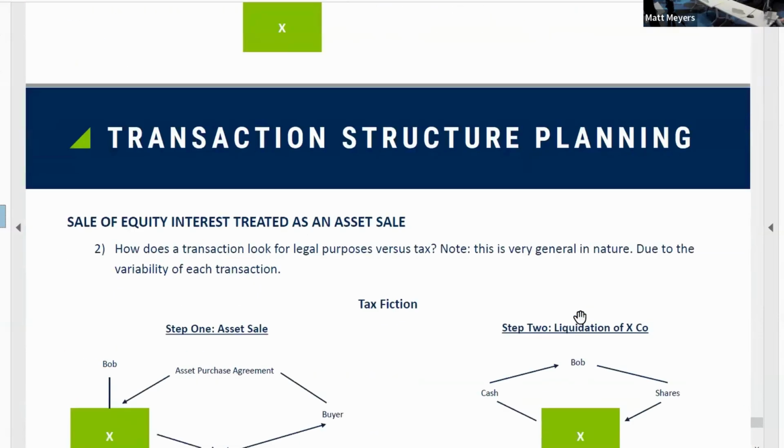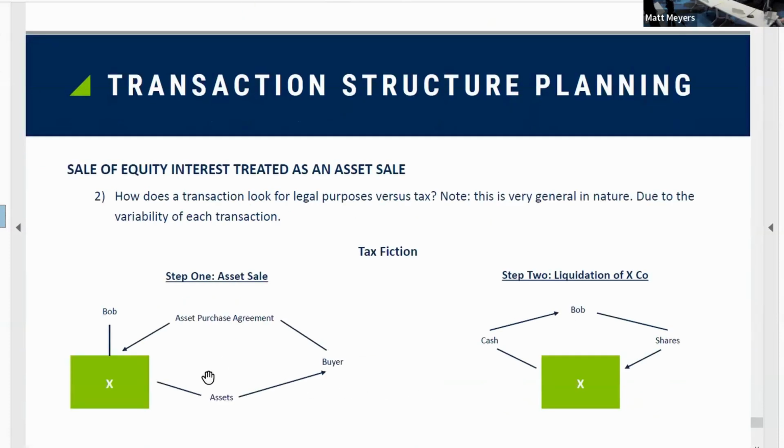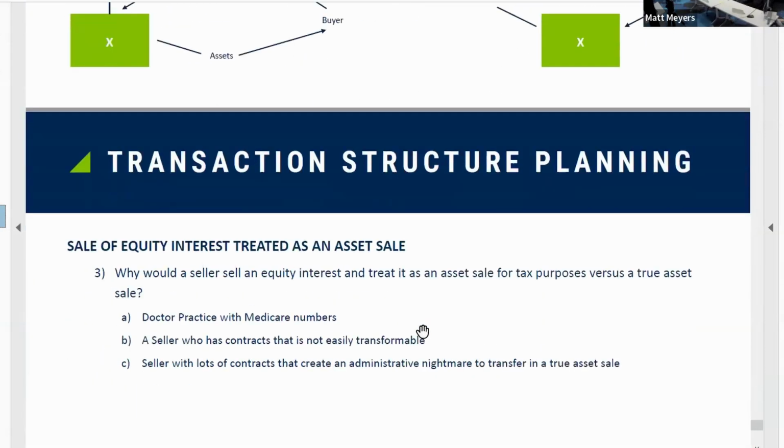Okay, so you have a legal reality, which I'm representing on the board. And then you have a tax fiction that says X sold the assets, got an agreed cash, and then X liquidates out the cash to Bob, and Bob surrenders the shares. That's the bottom portion. So the question is, why would one do that?